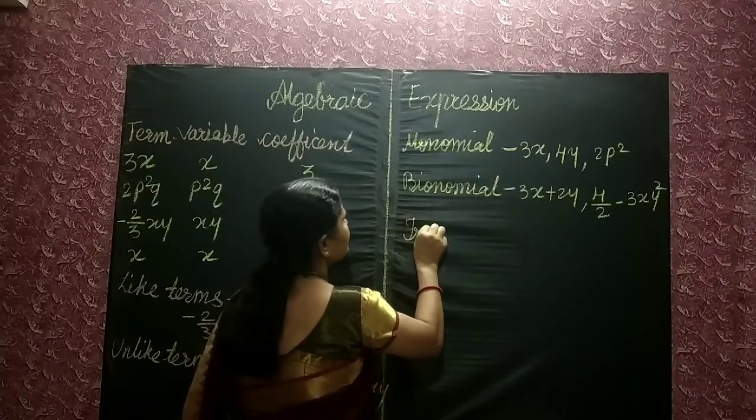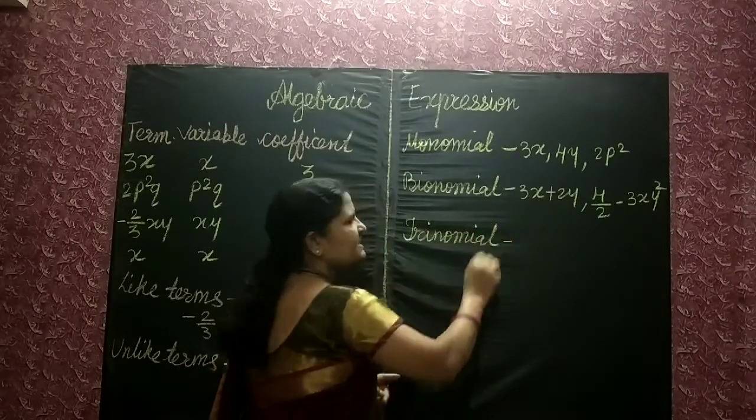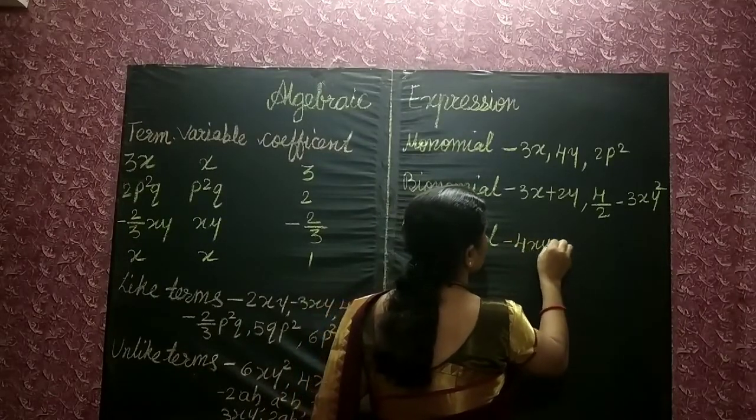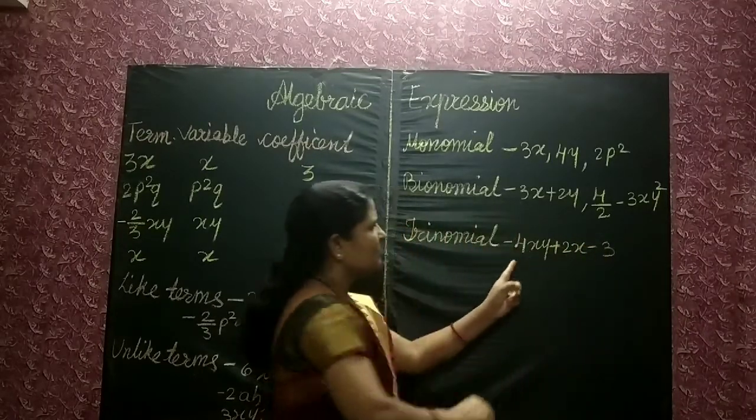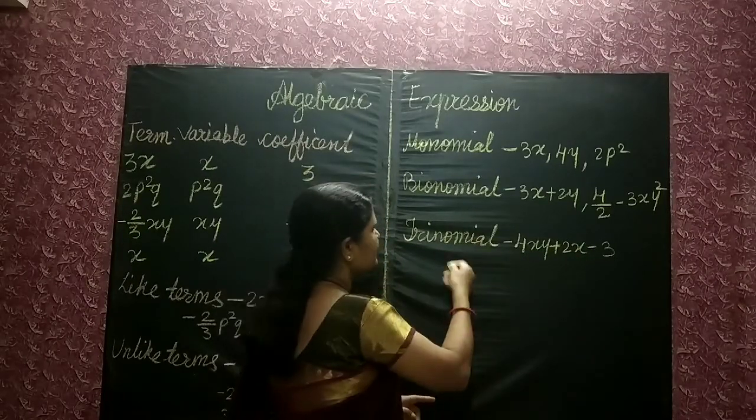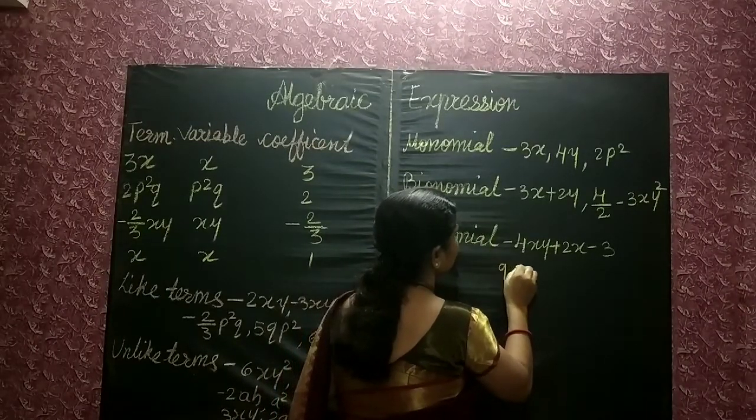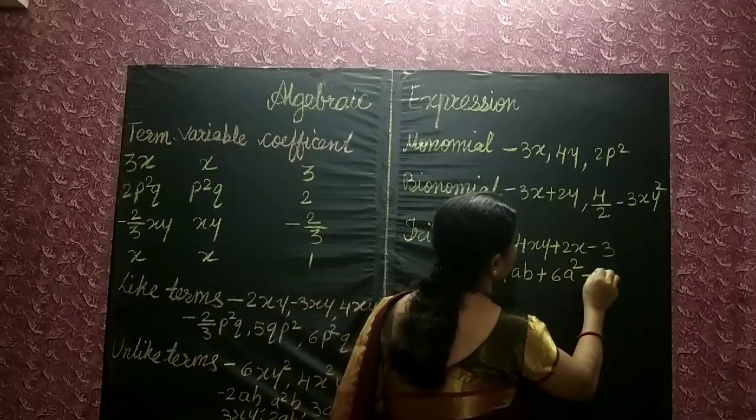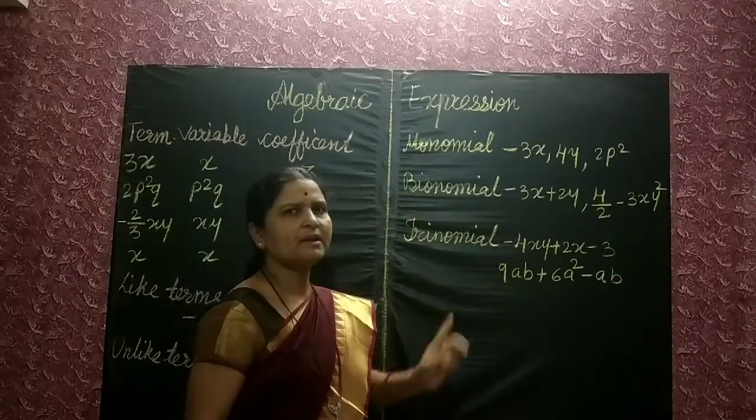Then trinomial means having 3 terms. See, 4xy plus 2x minus 3. 1, 2, 3 terms are there, so it is called a trinomial. One more example of trinomial: 9ab plus 6a square minus ab. Like this, 3 terms are there, so it is called a trinomial.